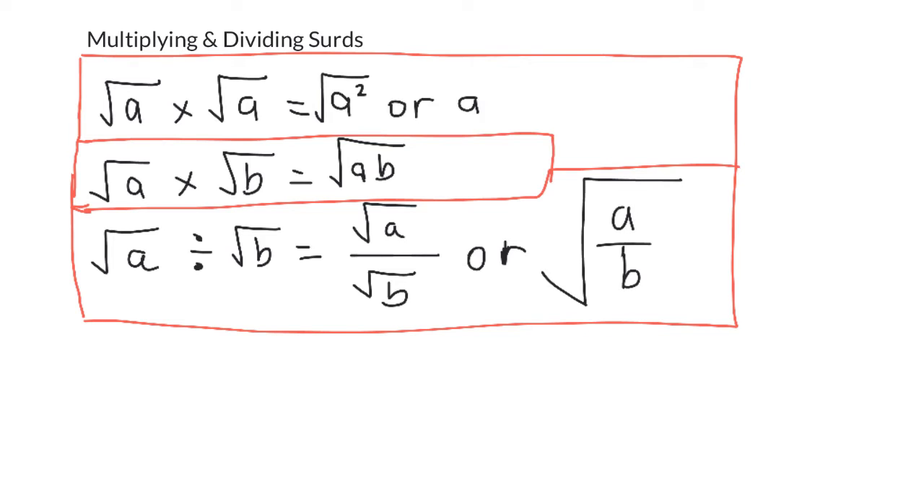I've got our laws for multiplying and dividing surds written here. It's really just a couple of simple ones, particularly for multiplying. It's very straightforward. For dividing, there's a couple of different ways we can present things.